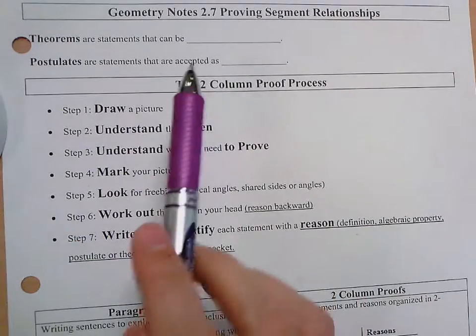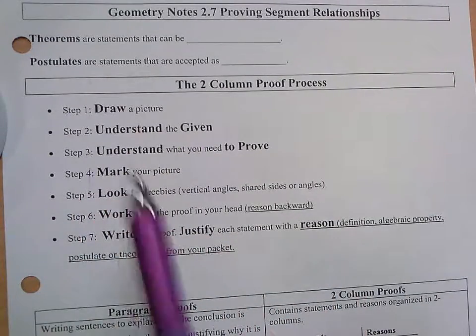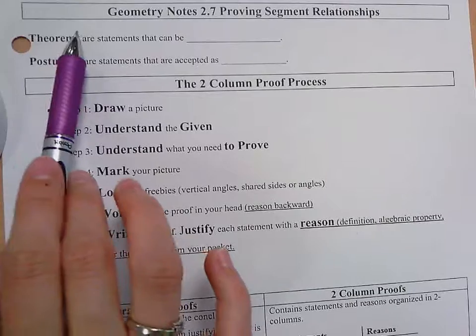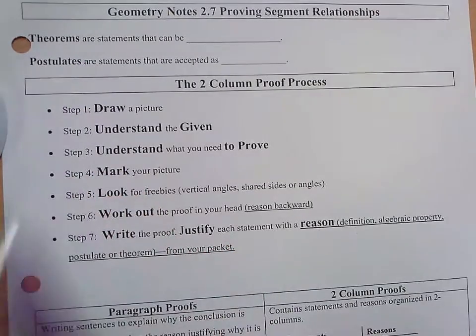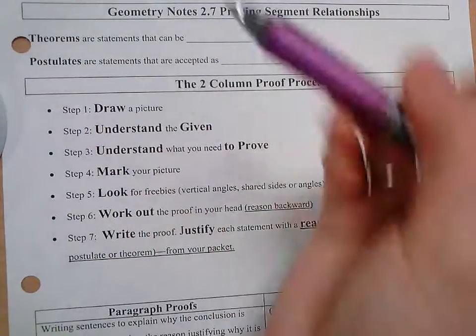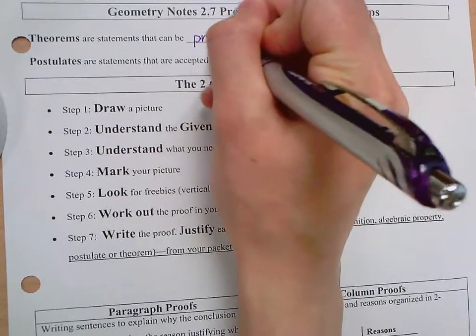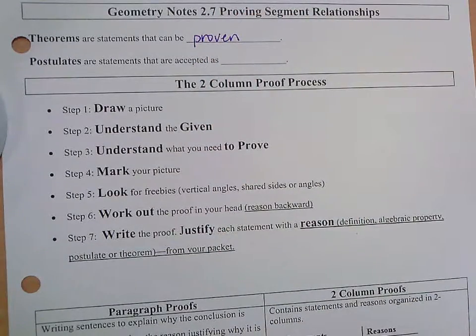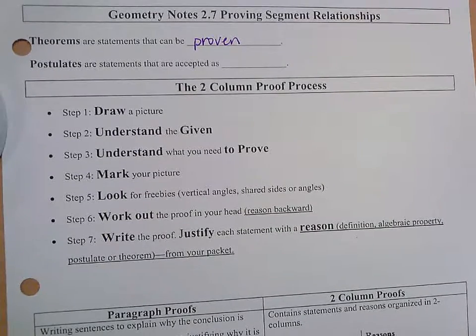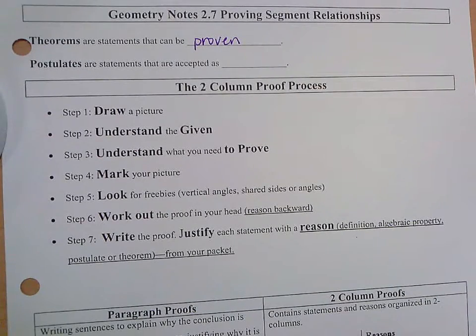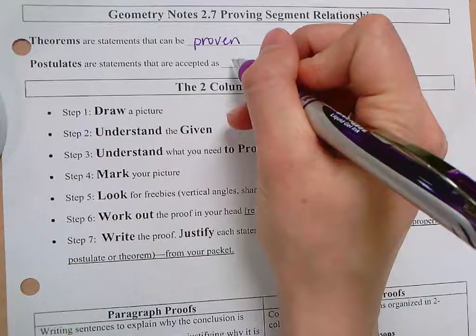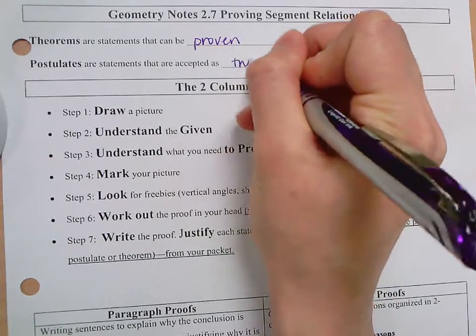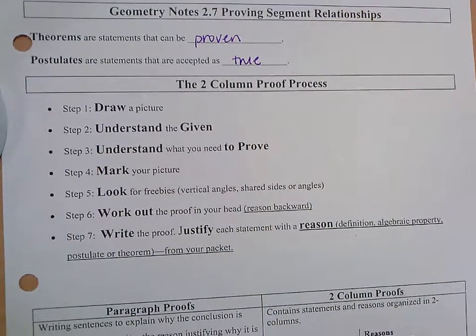But to start out at the top, because in your properties packets we've talked about postulates, and I think I mentioned theorems, but the difference between them: theorems are statements that can be proven. So if something is a theorem, it's something that has been proven. There's a proof for just that theorem. If something is a postulate, like the segment addition postulate, that is a statement that's accepted as true. So it's not proven, it's just accepted as something that's a fact.